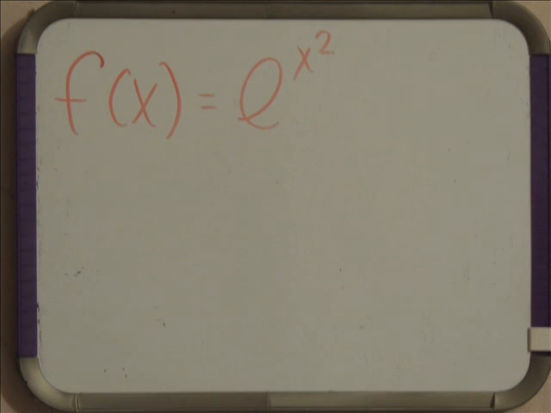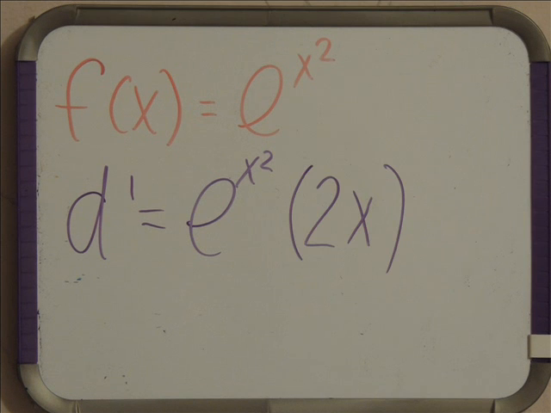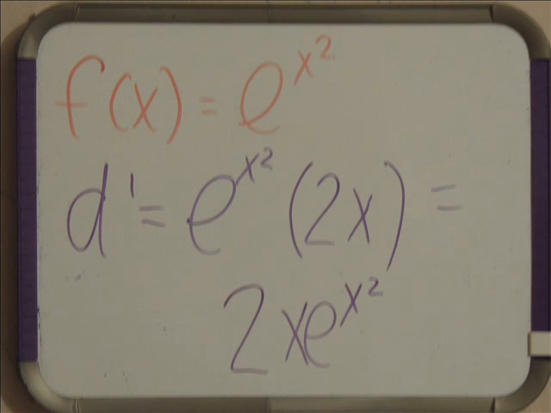Another example, e raised to the square root of x. It's e raised to the square root of x times the derivative of the square root of x, which gives us this result.